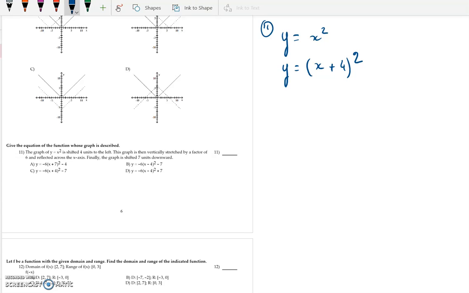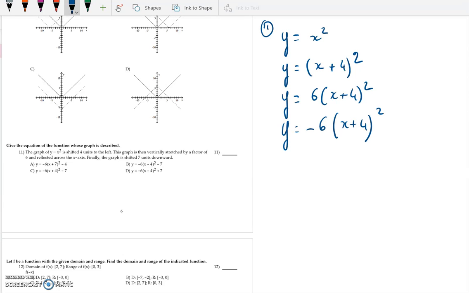This graph is then vertically stretched by a factor of 6. It is stretched vertically by a factor of 6. That means I'm going to have y equal 6 times (x plus 4) squared. And then they are telling me it's reflected across the x-axis. So that means I'm going to have y equal negative 6 times (x plus 4) squared.